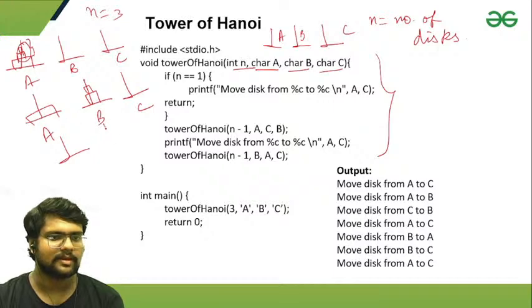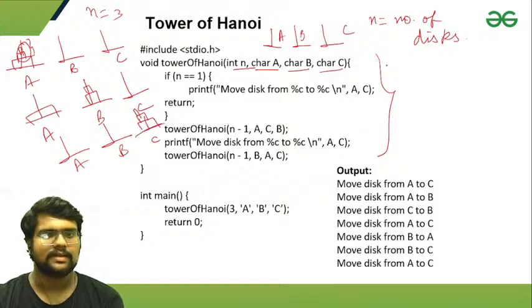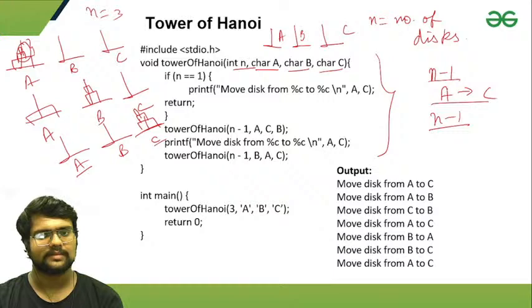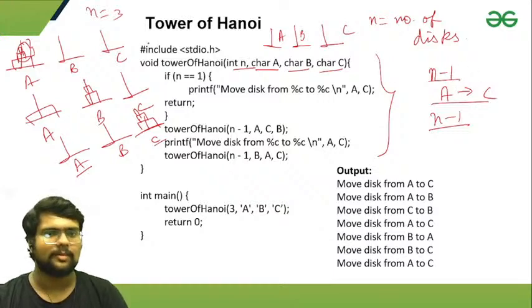this big disk to rod C, and after that we move all these disks. In this way we can solve it. We can reduce our problem to n minus one, then we can place our big disk at the final destination, then we can again recurse the problem for n minus one. In this way we can solve the Tower of Hanoi problem.